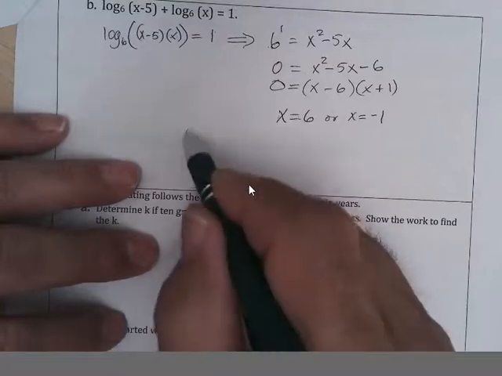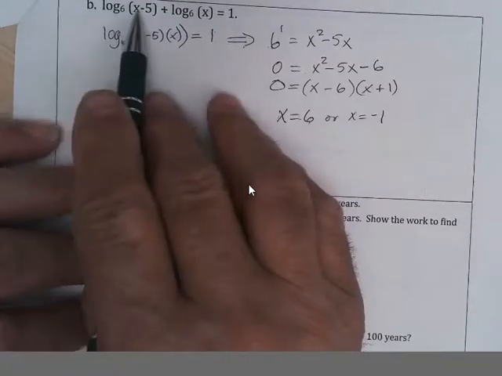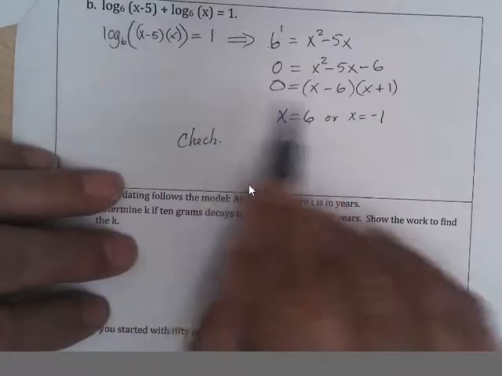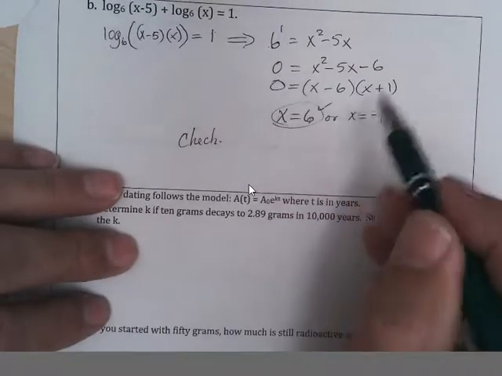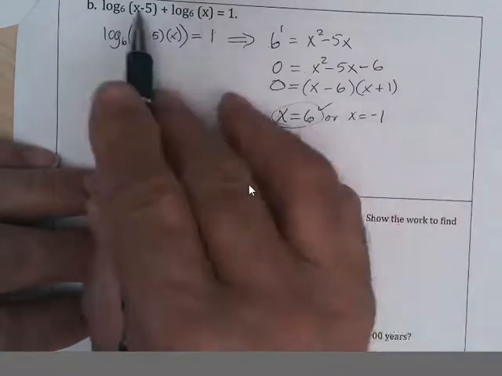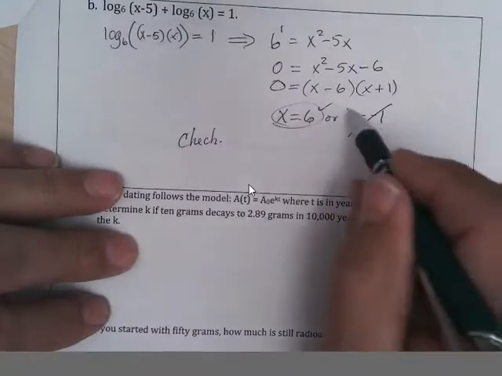And then we have to check for extraneous solutions. If I put 6 in here, that's positive, and that's positive. 6 should work. Minus 1 in there would mean the log of a negative number. We can't do that.